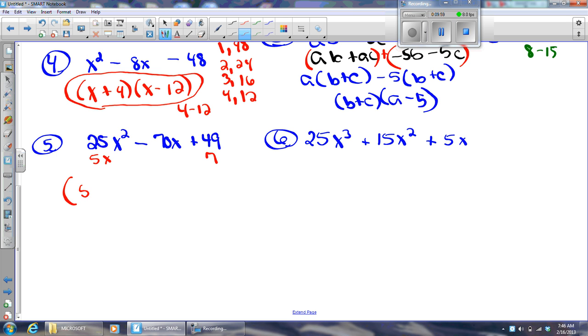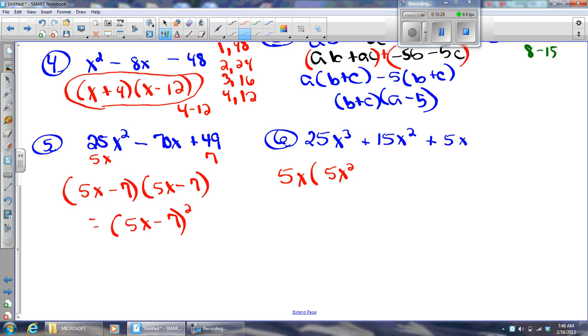This is so simple. 5x, use this sign, minus 7, and then 5x minus 7 again. Or if you're like me and lazy, you might have wanted to do this. There you go. Okay, last factoring problem before we go on to the other things. I'm going to factor out a GCF on this trinomial before I do anything. Looks like I'm going to have a 5x, and that'll leave me with 5x squared plus 3x plus 1.